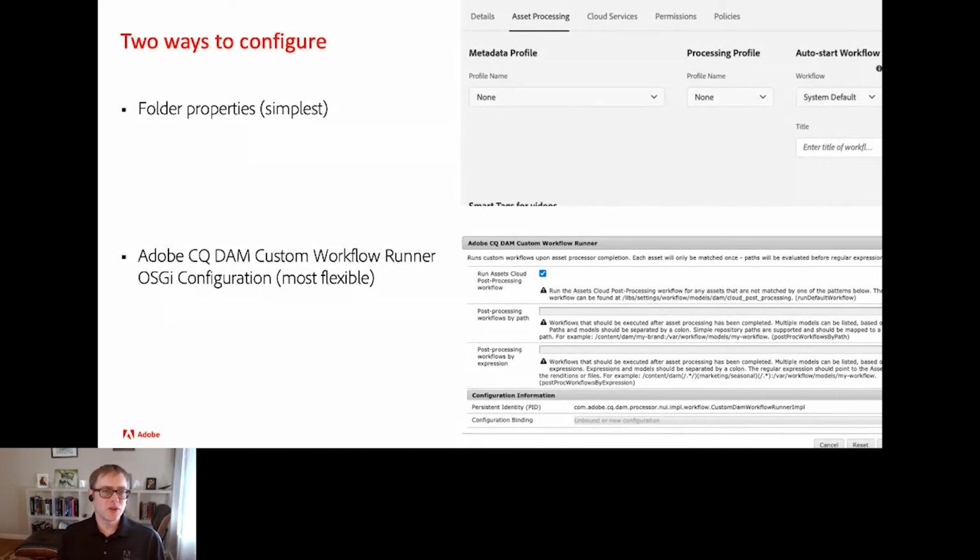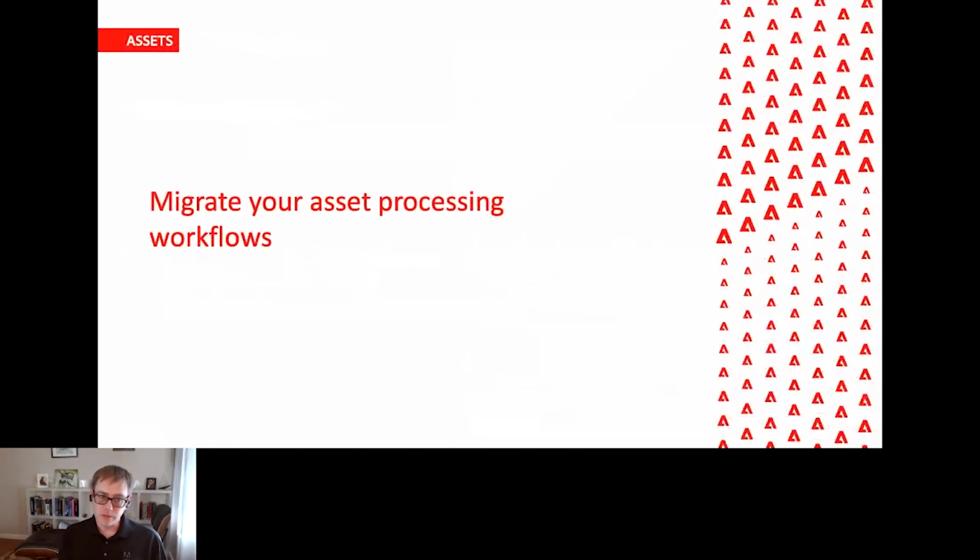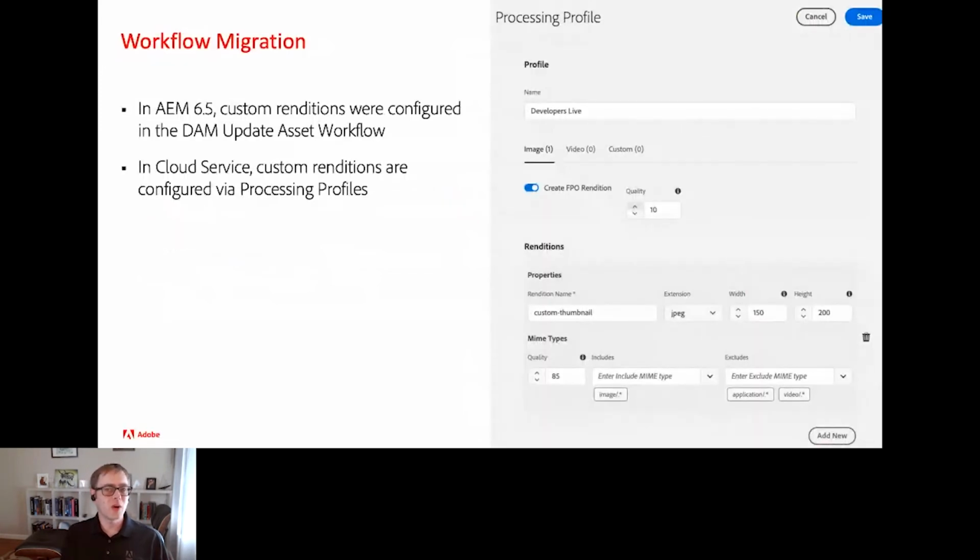Our next tip is to make sure to migrate your asset processing workflows. Now, the workflow that you ran in AEM 6.5 or earlier may not run as you'd want in AEM as a cloud service. To start with, let's think about how we request something like custom thumbnails in AEM as a cloud service. So in AEM 6.5, you would go into the DAM update asset workflow, you would find the create thumbnail workflow step, and maybe you'd add a custom configuration to it to say, hey, I want a JPEG that's 150 by 200. That's an additional configuration.